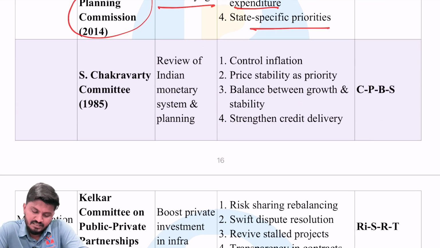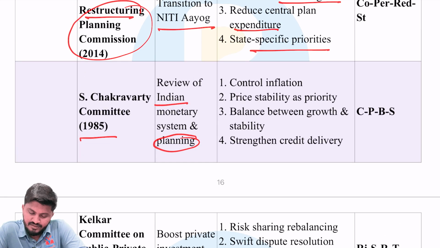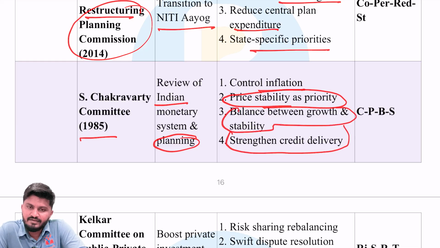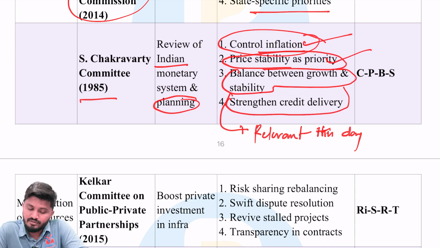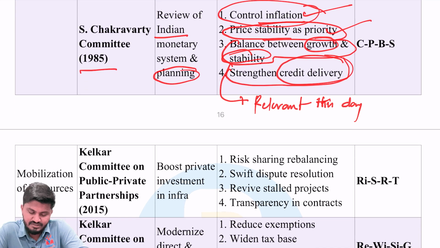Next is the S. Chakravarty Committee in 1985. The context was a review of the Indian monetary system and planning. The recommendations were control inflation, price stability as a priority, balance between growth and stability, and strengthening credit delivery. These recommendations are still relevant to this day, because we are still facing the issue of inflation. We are still finding it hard to stabilize prices. We are still finding it difficult to balance growth and stability, and also difficult to strengthen credit delivery. So the Chakravarty Committee recommendations are still very relevant to this day.